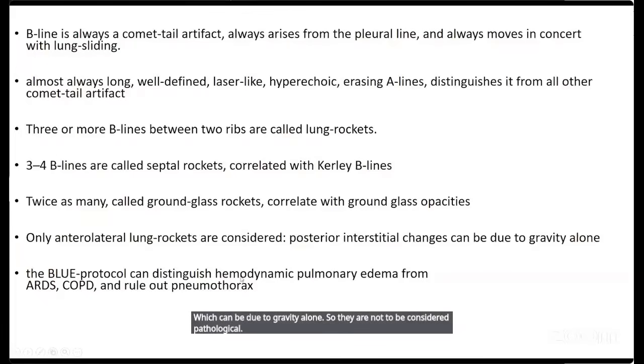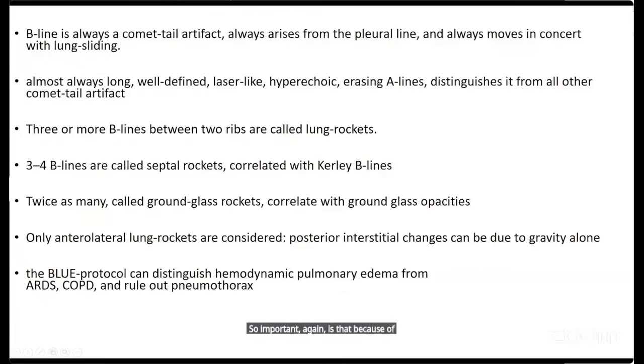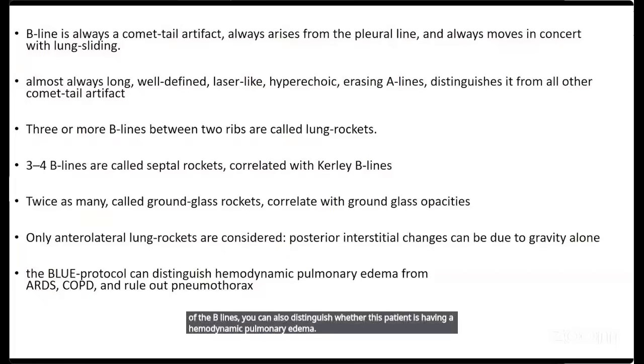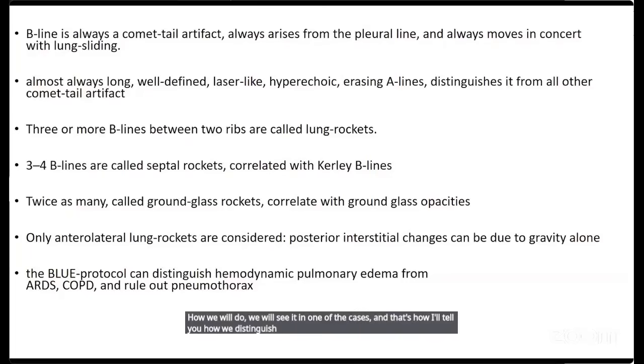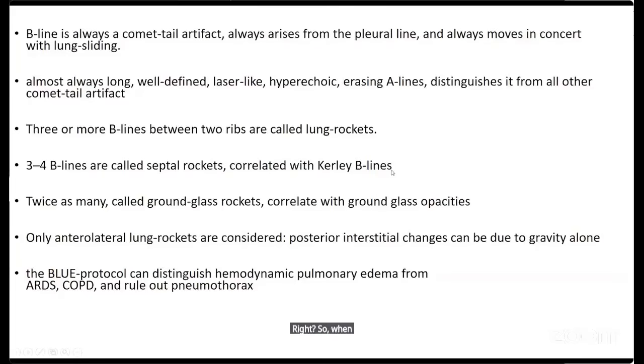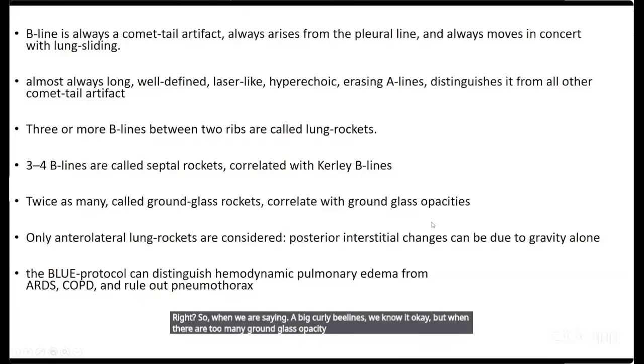So important again is that because of these different ways of distinguishing the B lines, you can also distinguish whether this patient is having a hemodynamic pulmonary edema or ARDS or COPD. You can rule out pneumothorax. How we will do that, we will see in one of the cases, and that's how I told you we will distinguish between all of these things, right? So when we are saying curly B lines, we know we're talking about pulmonary edema. But when there are too many ground glass opacity-like lines, which we see in cases of ARDS, okay.